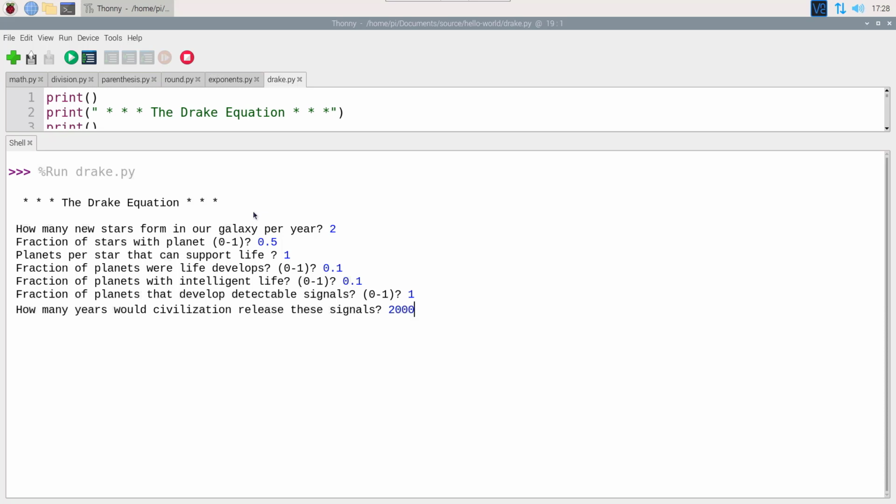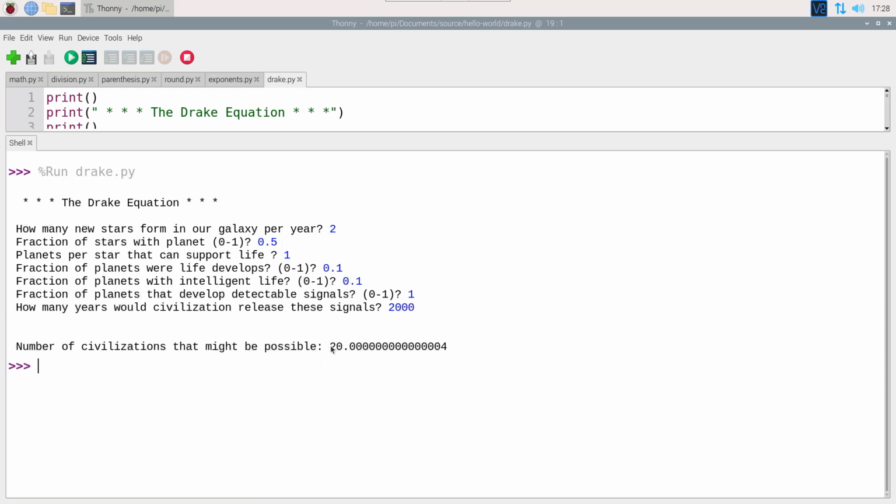And if I run these numbers, I'm going to get some kind of value that looks like this, where I have 20 civilizations in our galaxy that are currently technologically advanced enough to broadcast a signal that is detectable into space. Now, out of billions of stars, that's very, very few. So it's like looking for a needle in a haystack. We haven't been able to find any civilizations currently broadcasting something that we have been able to detect with our technology.